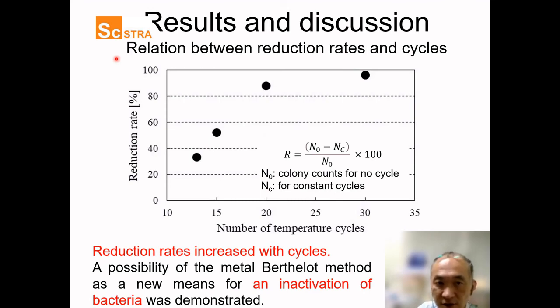This graph shows a relation between reduction rates and cycles. A reduction rate is defined by this equation, where N0 represents colony count for no cycle and NC represents colony count for constant cycles. Reduction rates increase with cycles. A possibility of the metal vessel method as a new means for an inactivation of bacteria was demonstrated.